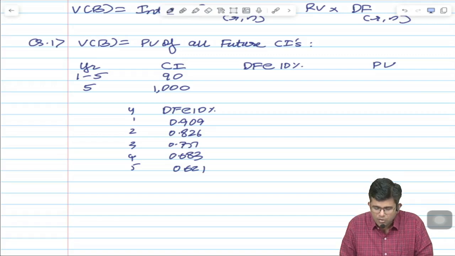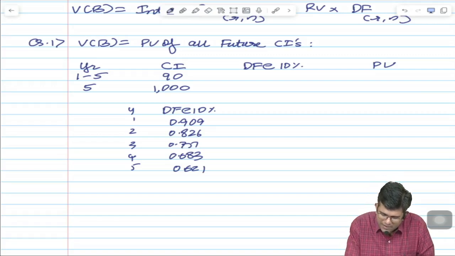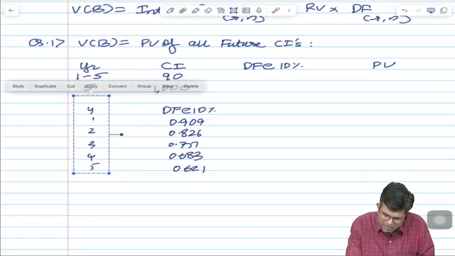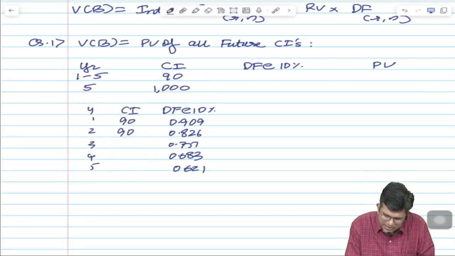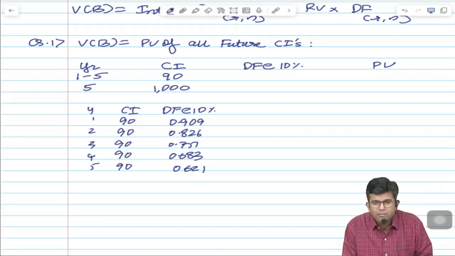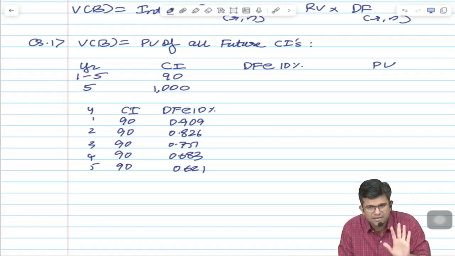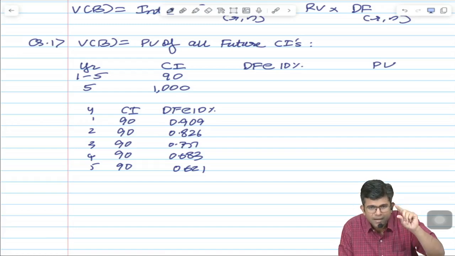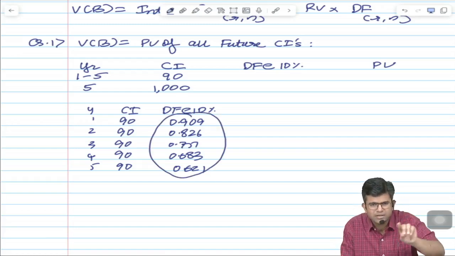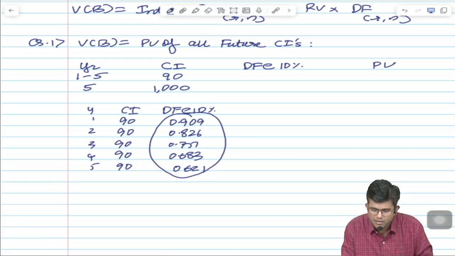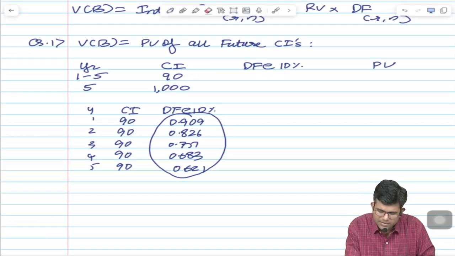Now do you realize every year the cash inflow is 90, 90, 90, 90 and 90. Do you agree? But what is the shortcut? The shortcut is, rather than doing 90 into 0.909, 90 into 0.826, rather than that, we should add the entire column and straight away multiply by the common 90. Everybody clear? So that common 90 I have put here. Now the summation of this I need to put here. I hope you are understanding, right? The summation comes to something like 3.791 if I'm not wrong.